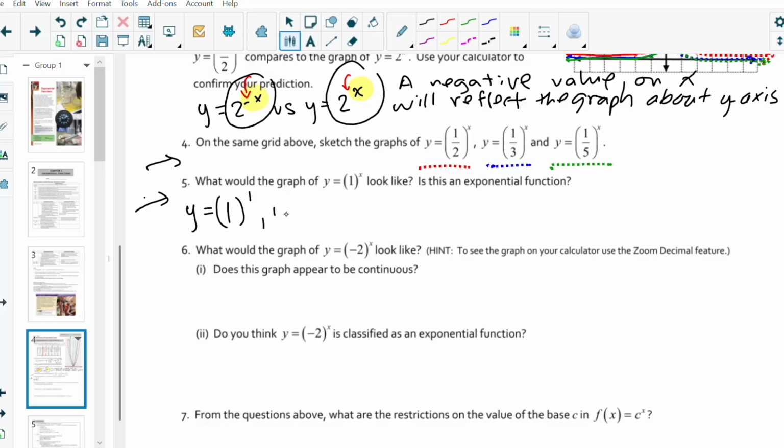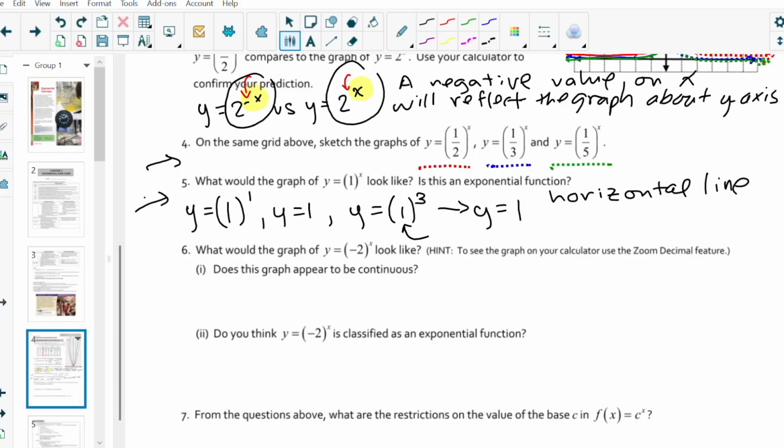So if x equals 1, then y equals 1. That's a horizontal line. Let's try y equals 1 to the third. Well, that's still y equals 1. So this is a horizontal line. So when the base here is 1, it's not really an exponential function. This is a linear function. So it's really not exponential when you have the base equal to 1. So it's a horizontal line.